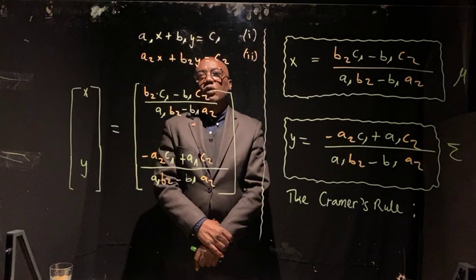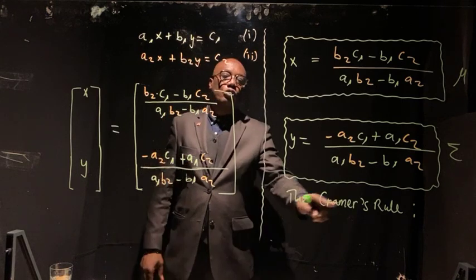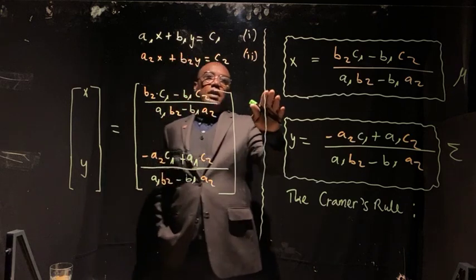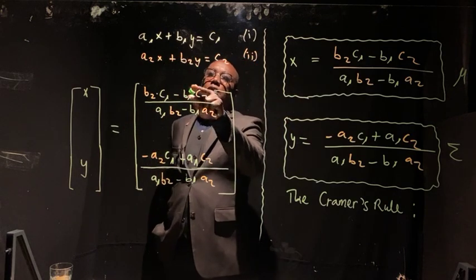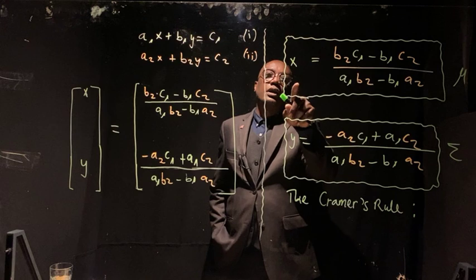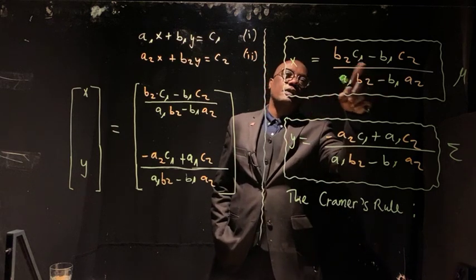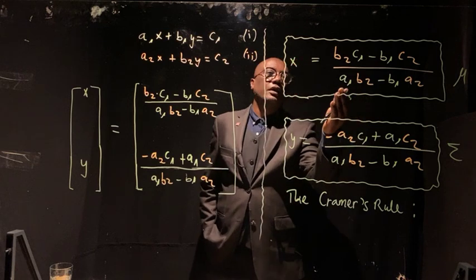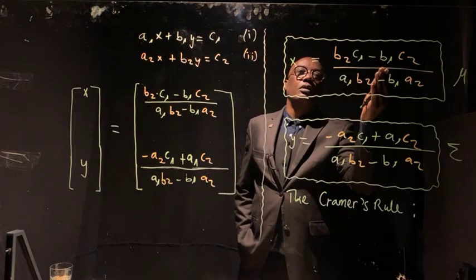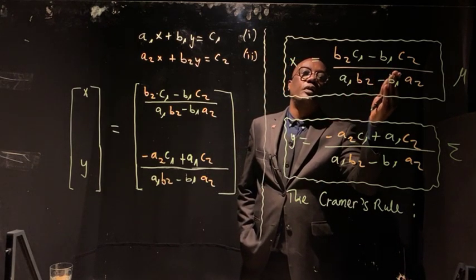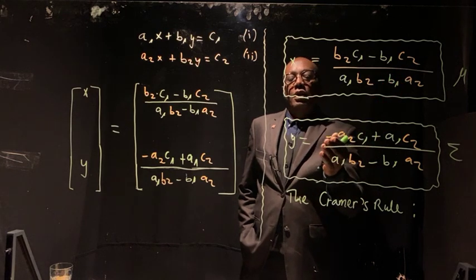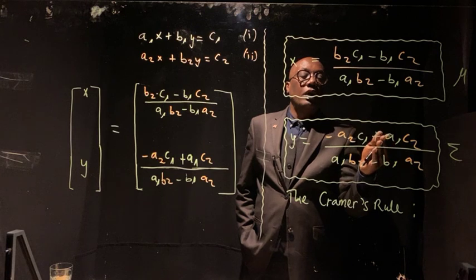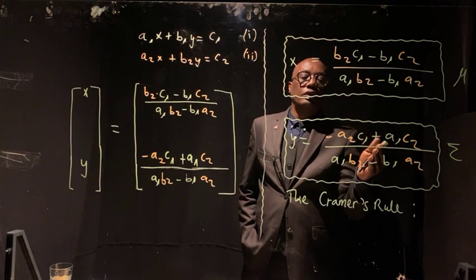In the last lesson, we ended up with Cramer's rule, and we came to this point and said that the x value of any simultaneous equation in two variables is the right hand side. So this expression is the x value of the solution of the simultaneous equation, and this y expression is the y value of the solution of the simultaneous equation.